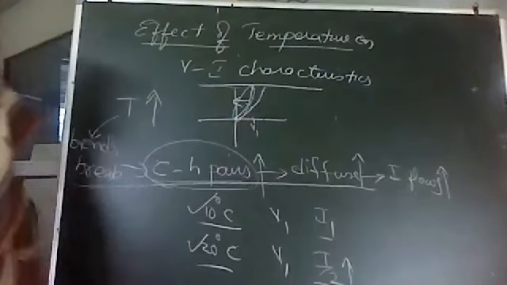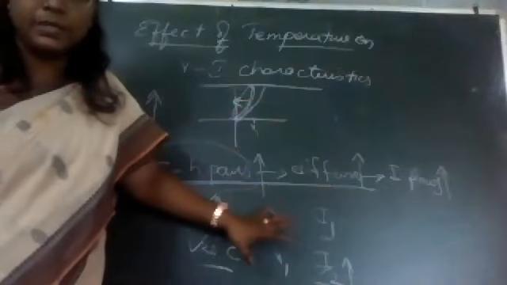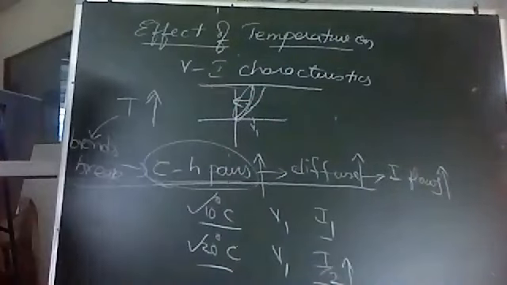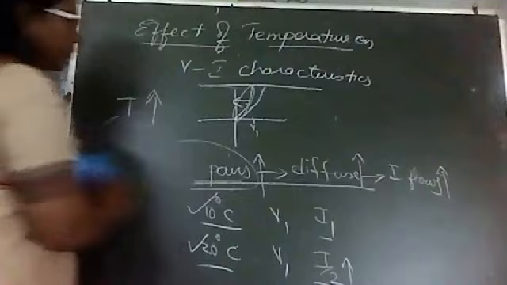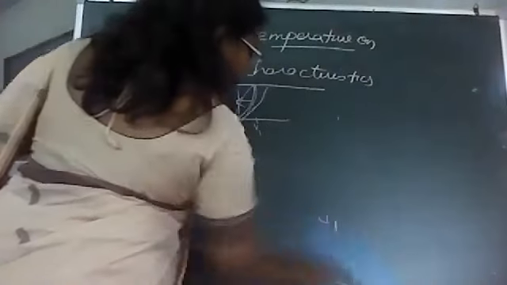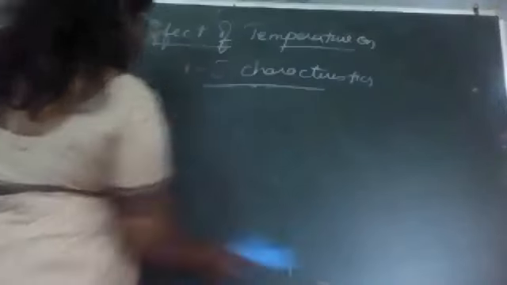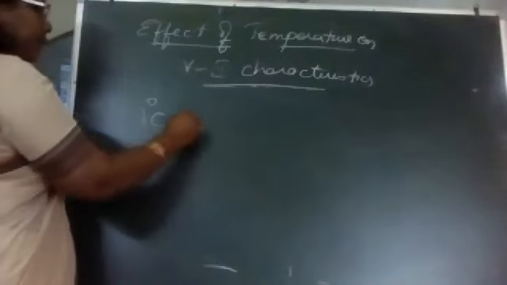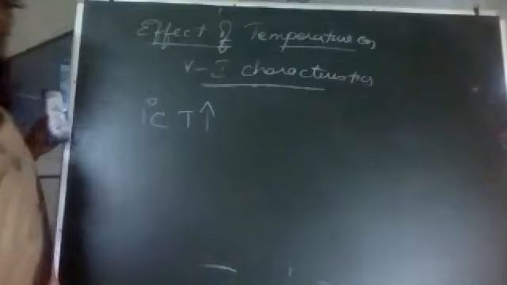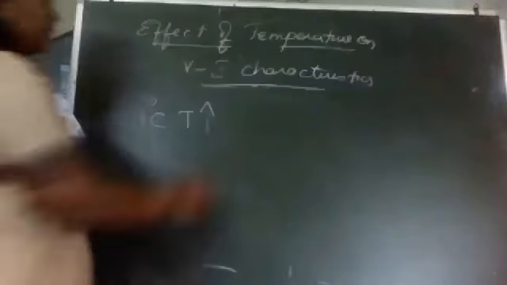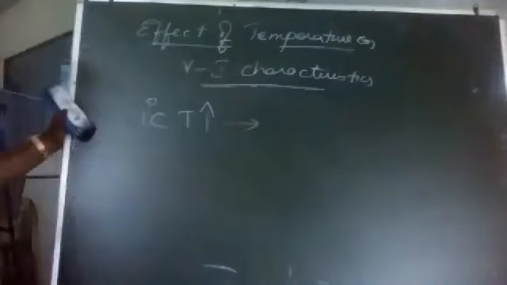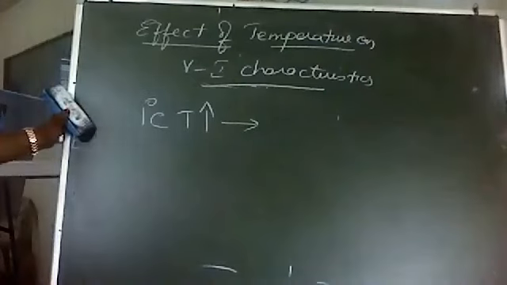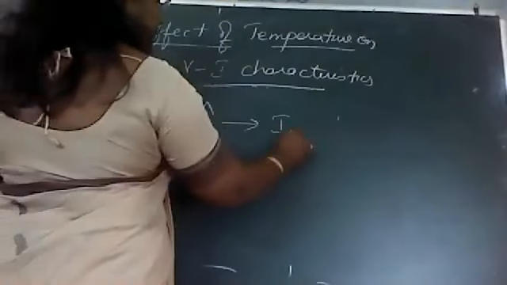Instead of giving this entire explanation, we come out with a single statement: for every 1 degree rise in temperature, we observe that the one that is getting immediately affected is not I, but I naught.